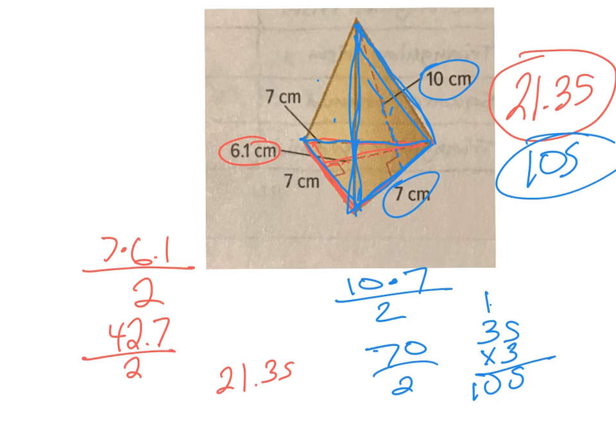And let's total those up together. We get 126.35. It's centimeters, and it's squared. And I would say that is my answer. And that's how you would solve the surface area of a pyramid that has a base of 4 sides, and also how you solve a pyramid surface area with a triangle as its base. Okay? All right, let me know if you have any questions.